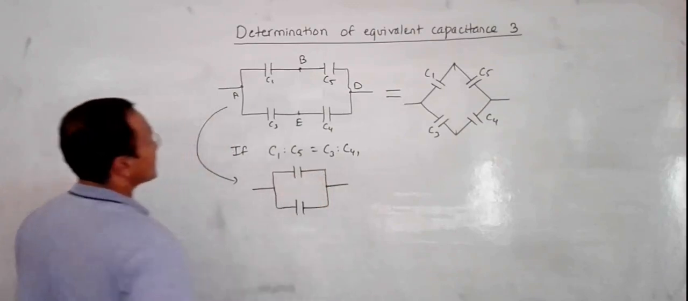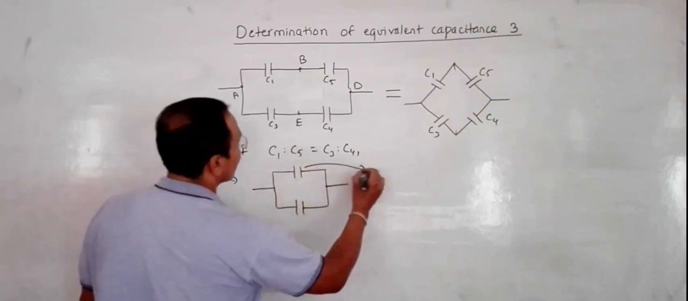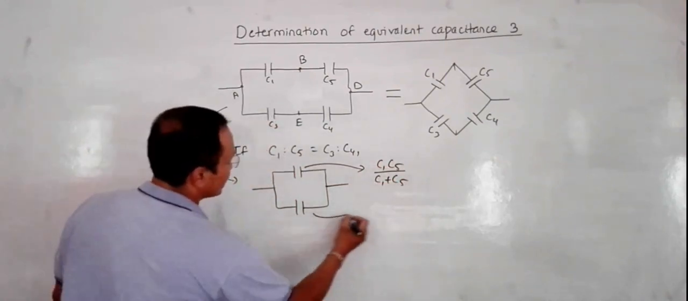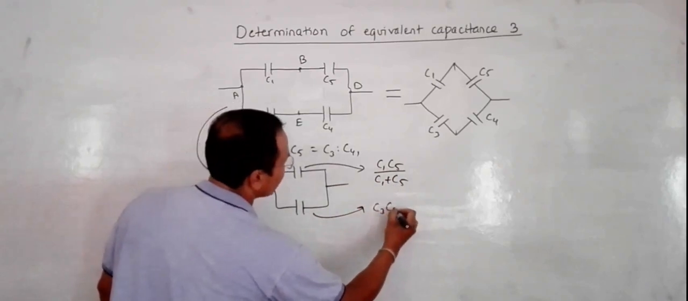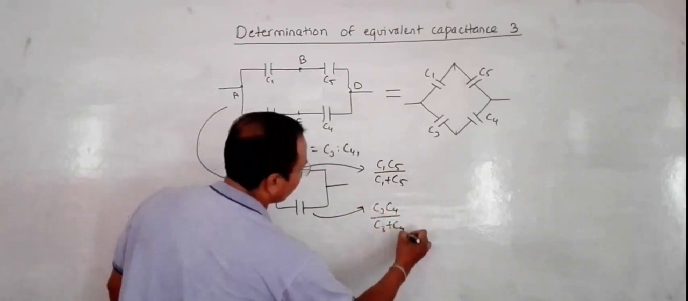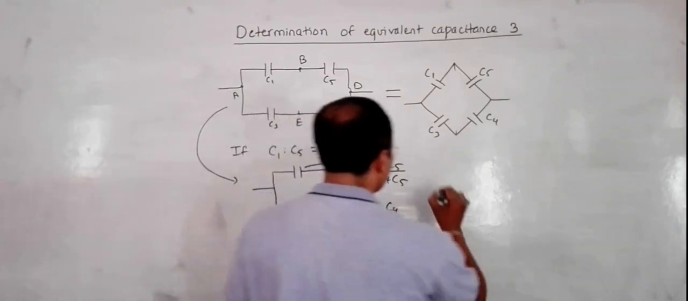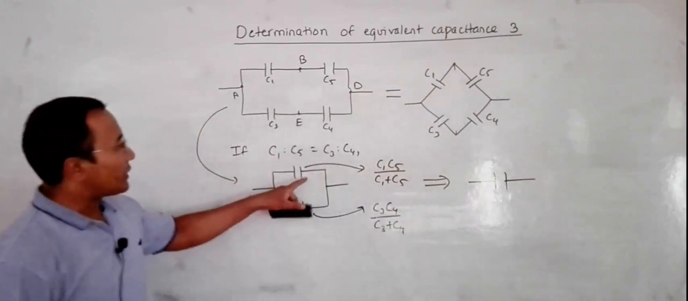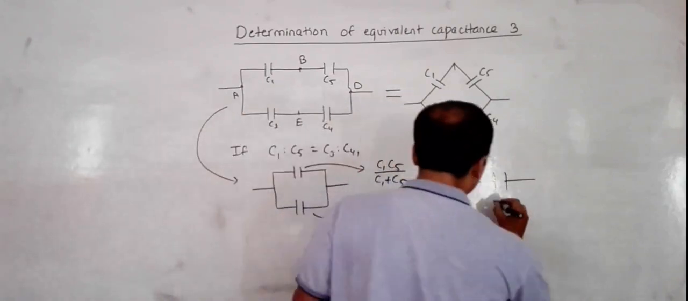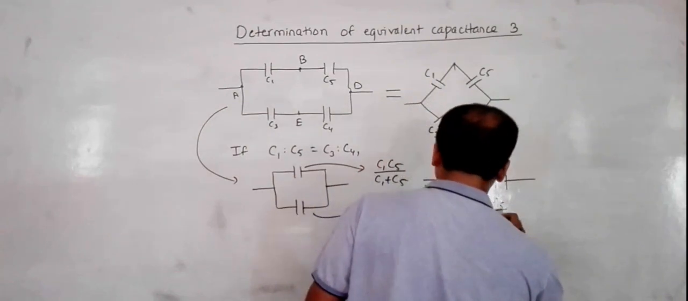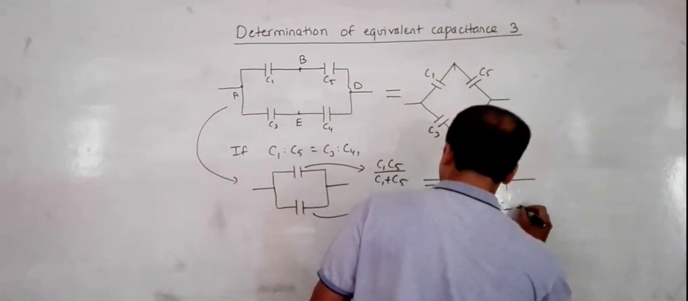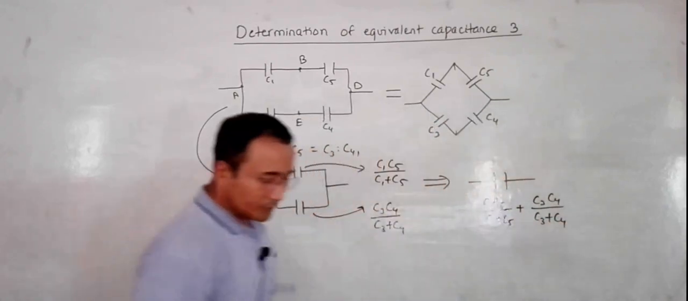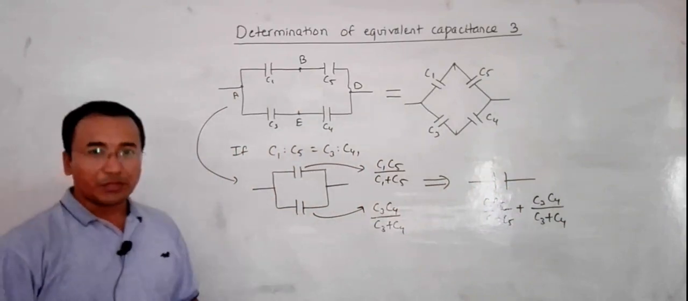So the upper capacitance will be equal to C1 C5 by C1 plus C5, and this will be equal to C3 C4 by C3 plus C4, and its equivalent capacitance is simply like this. So it will be a series combination of these two. So this whole will be equal to C1 C5 by C1 plus C5 plus C3 C4 by C3 plus C4. So this is an example of a Wheatstone bridge.